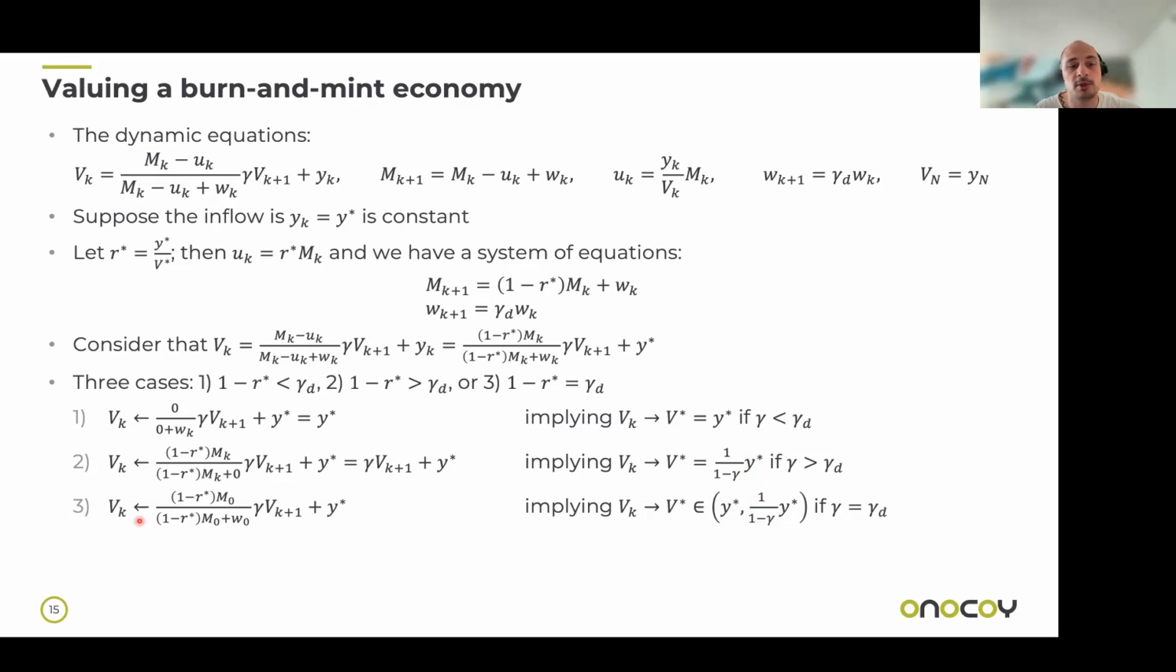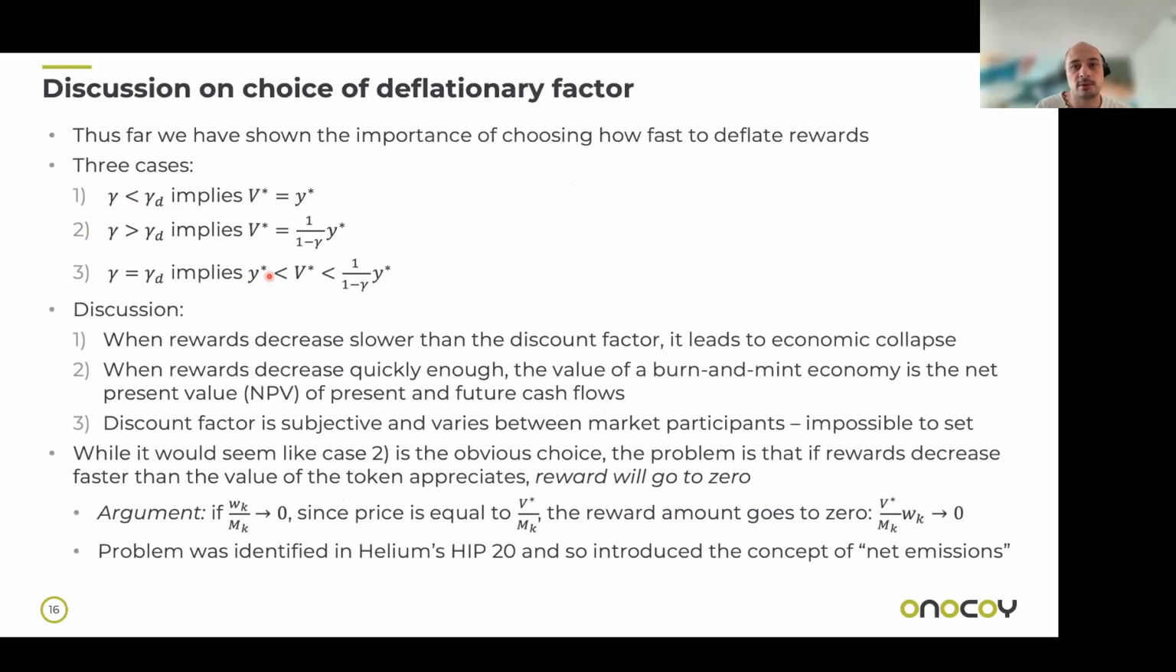And then case 3 is where neither dominates, which means we're somewhere in between. Summarizing these three cases, it's important to deflate, because when gamma is less than gamma D, it collapses your economy. Your deflationary factor is not low enough. When your deflationary factor is low enough, basically out of monetary magic, you have given value to your economy, and all your investors are happy.